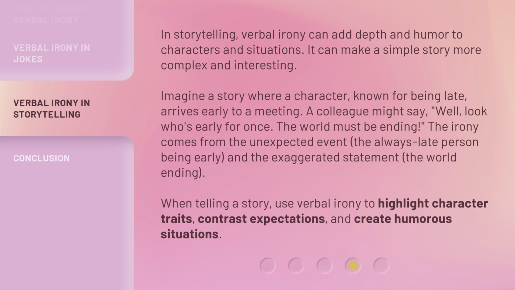The irony comes from the unexpected event, the always late person being early, and the exaggerated statement, the world ending. When telling a story, use verbal irony to highlight character traits, contrast expectations, and create humorous situations.